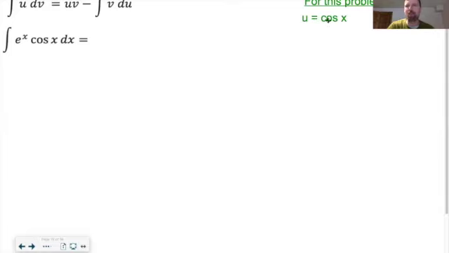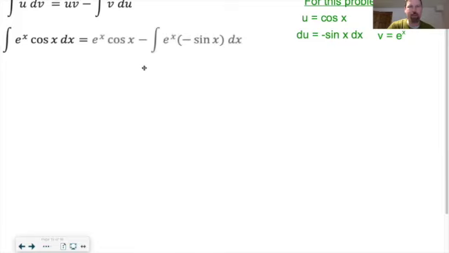I think I picked u being cosine because I prefer taking the derivative of trig functions instead of the antiderivative. All there is to it. Since I've got a u, I need a du, which would be negative sine of x. Since I've got a dv, I'm going to need the v. The antiderivative is e to the x. And if I plug it into the formula, I end up with this thing.